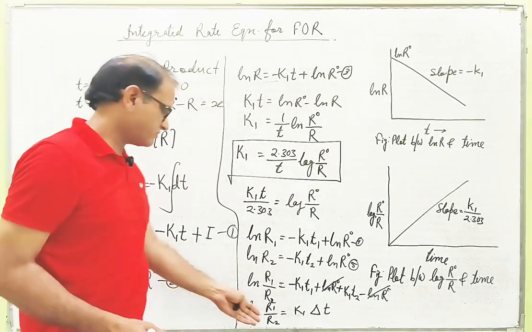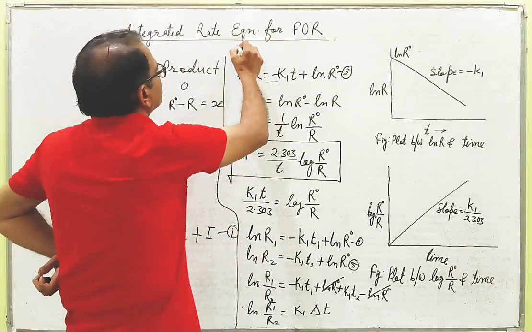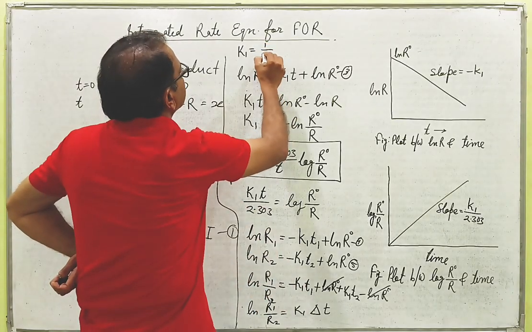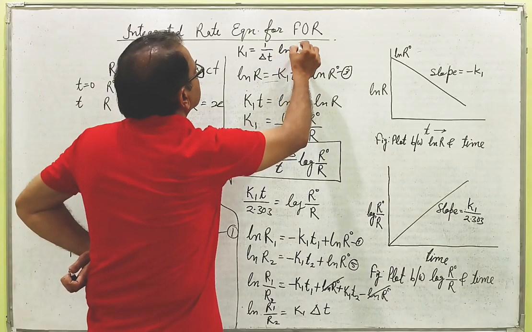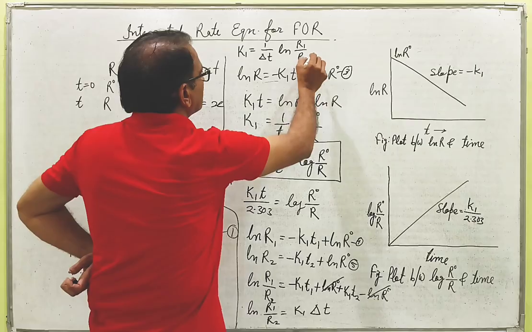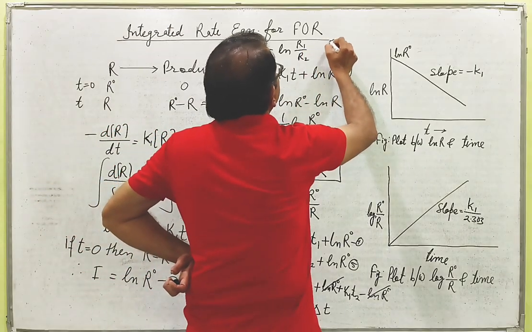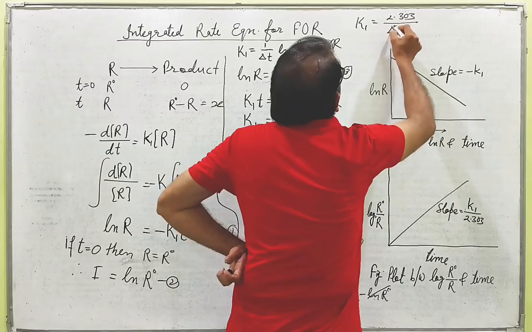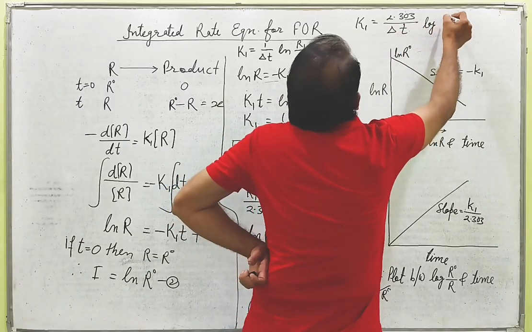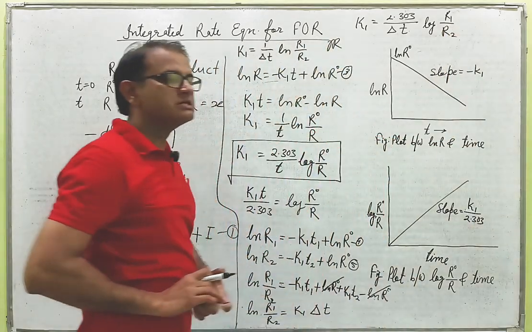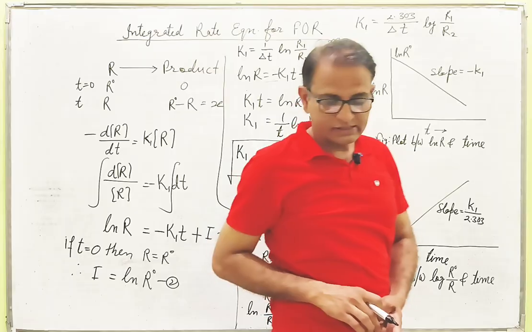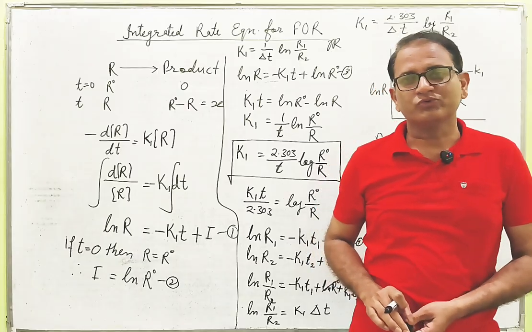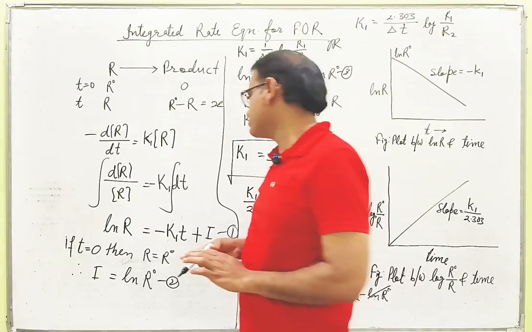Or we can convert this into K1 equal to 1 by delta T log natural R1 upon R2, or we can write K1 is equal to 2.303 upon delta T log R1 upon R2, where R1 is the concentration of a reactant at a time T1, and R2 is the concentration of reactant at time T2. Is it clear?